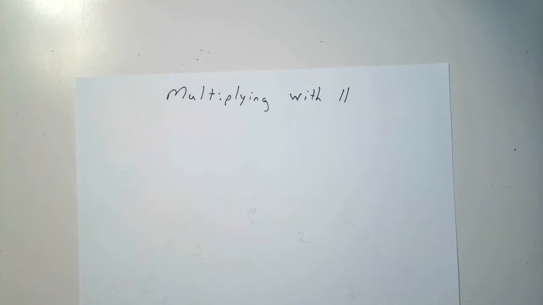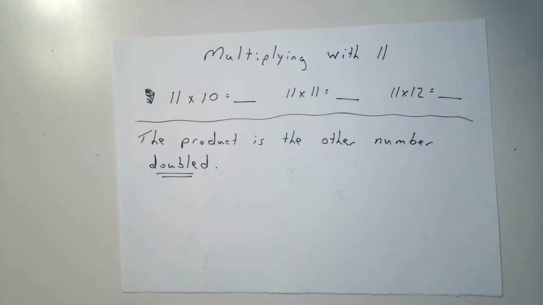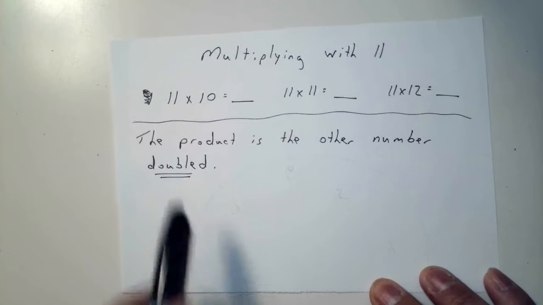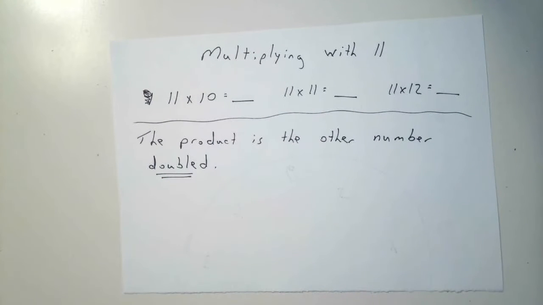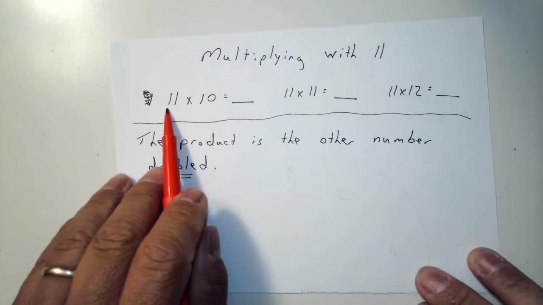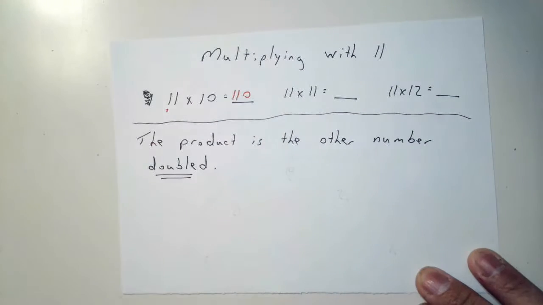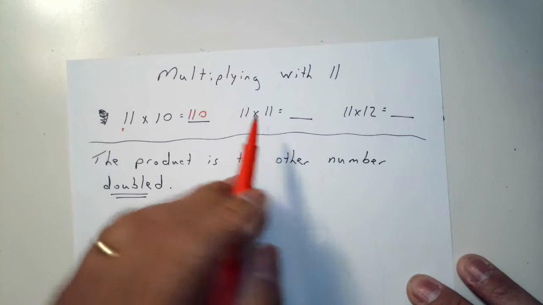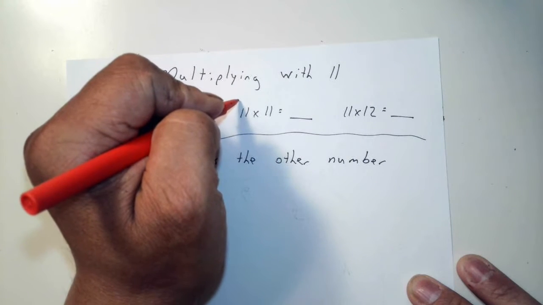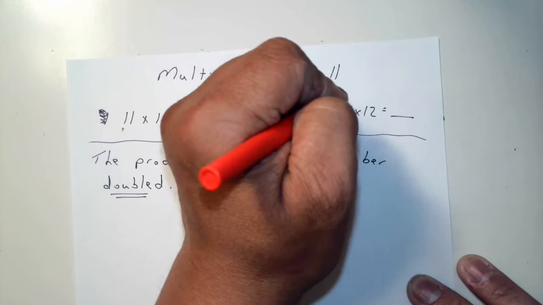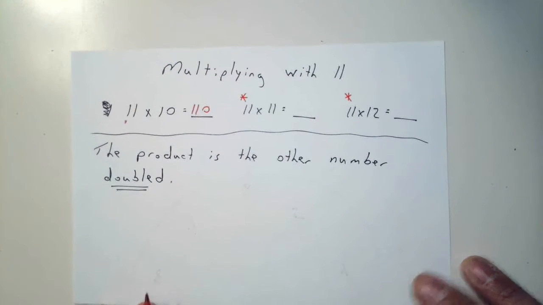Okay? Now, with the 11s, here is the whole thing behind the 11s. When multiplying with 11s, this one you should already know. It's times 10, so it's the other number with a 0. Now these two are the ones that you're going to have to memorize. You have 2 of them to memorize on the 11 times tables.